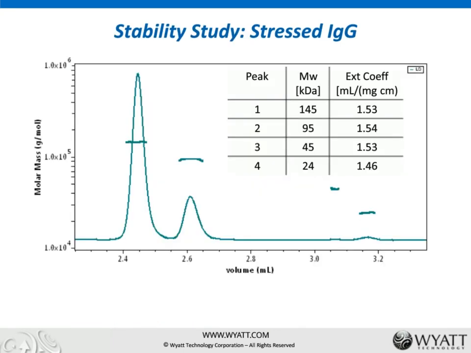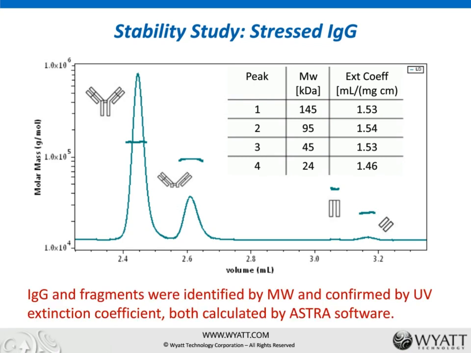Protein stability is directly related to the efficacy and safety of a therapeutic protein. It is often studied under different stress conditions, stressed by temperature, light, pH, and other mechanical forces. In this example, we have a very stressed IgG sample, and we can use the light scattering detector together with UV and RI to identify those peaks' molecular weight and extinction coefficient.